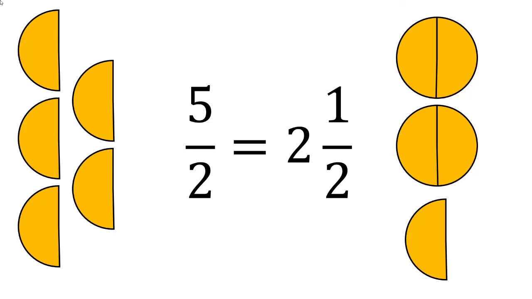Now with any of these kind of fractions where the number on the top is bigger than the number on the bottom, this is what we've got. It just means we've got more than 1. It means we've got more than a whole or more than a certain number of wholes. And these are two ways of writing the same information.